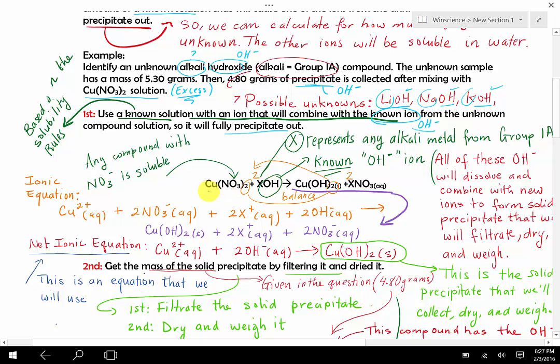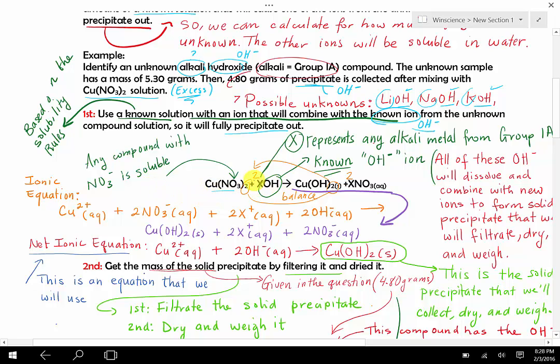For instance, we can use copper nitrate. Is this the only possible chemical? No. You can use other soluble compounds that can mix with this and it will still form a precipitate. But in this case, we use copper nitrate. Remember, any compound with a nitrate will be soluble, going back to our solubility rules.